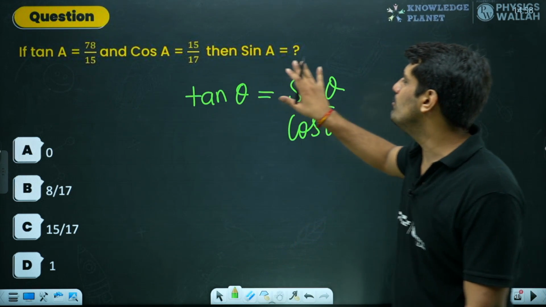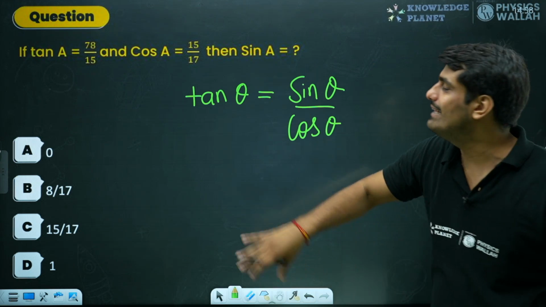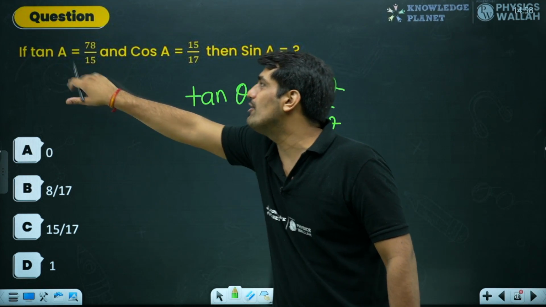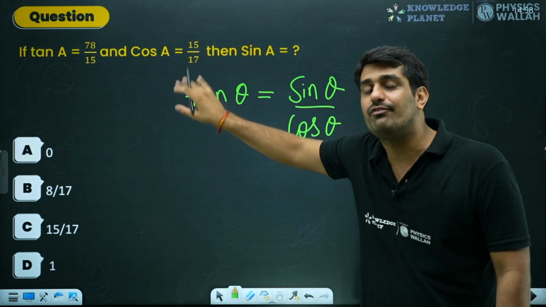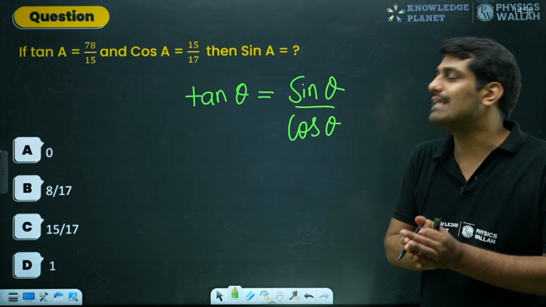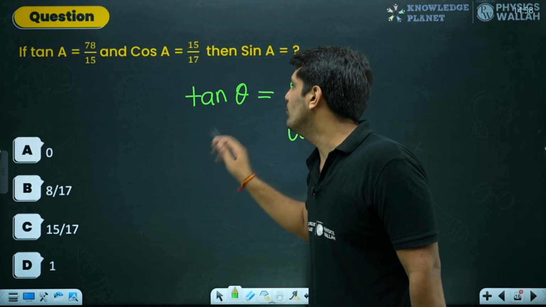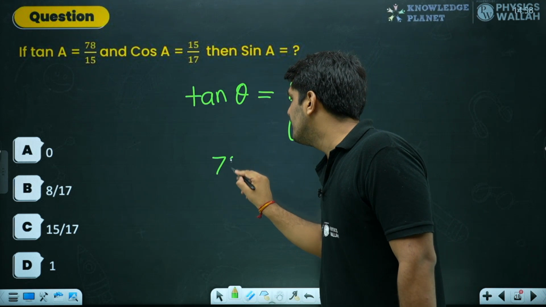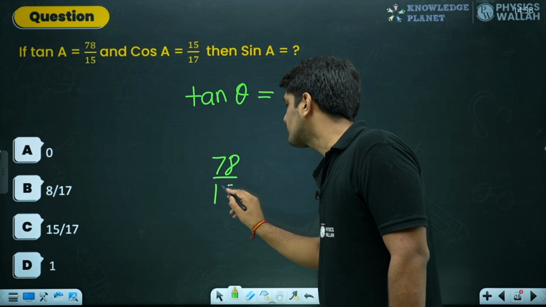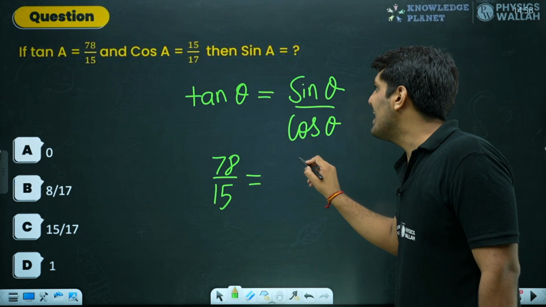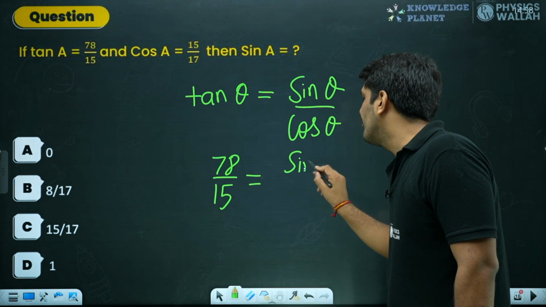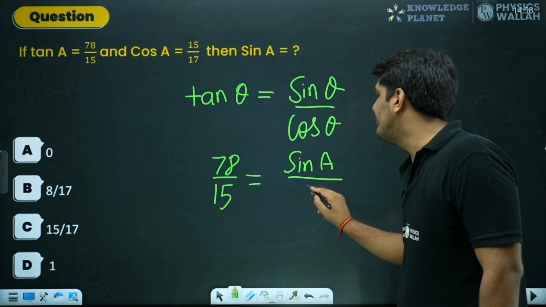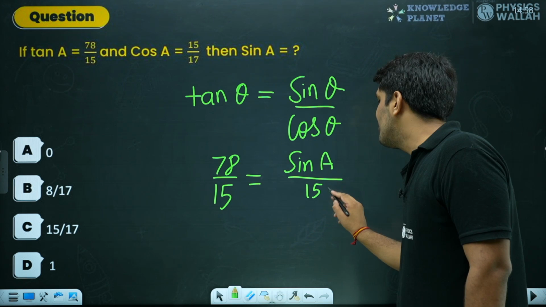We know that tan theta is sine theta by cos theta. In this we have been given the value of tan of A, we have been given the value of cos of A. From here we can calculate the value of sine of A. So let me put the value. I am assuming theta as A. So this is 78 by 15 equals sine of A, which is what I want to calculate, upon cos of A, whose value is given to me as 15 by 17.